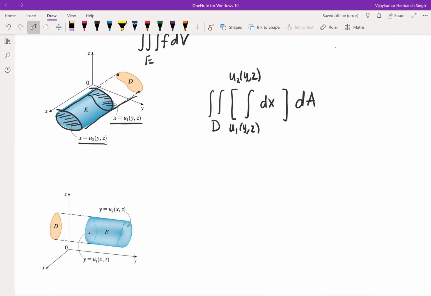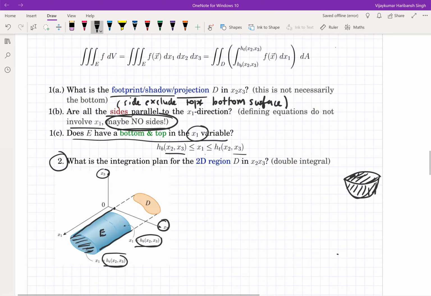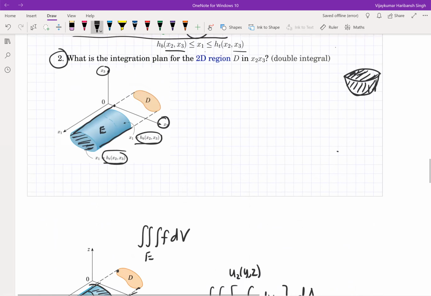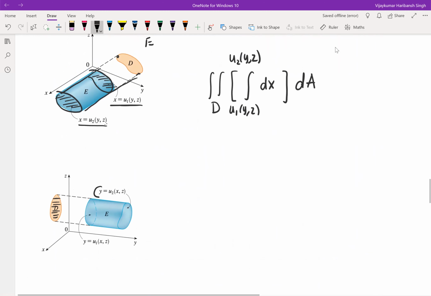Similarly here as well, let's look at the following again. So this is a region D, right? So what is the footprint? We already saw what the footprint is. Are the sides parallel to the x1 direction? In this case, this is y first, so your x1 is y. The sides are indeed parallel to this direction, right? So it is a cylinder, right?